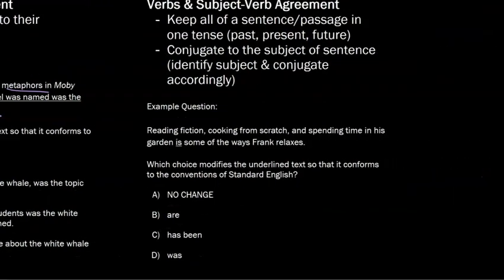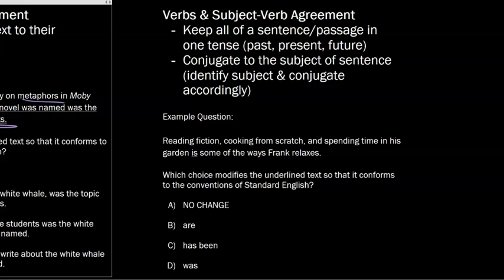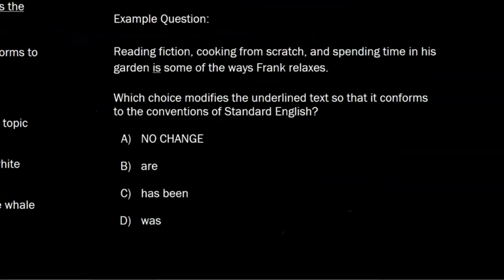Okay. Now, for our verbs and our subject-verb agreement, we're going to try to keep all of our sentence and passage in one tense, right? We can't have some parts of the sentence in past tense, some parts in future, whatever. All right, and we also need to conjugate. We can't say they was, it's they were, or he were, right? He is or he was or whatever. All right, got to make sure that that's correct.